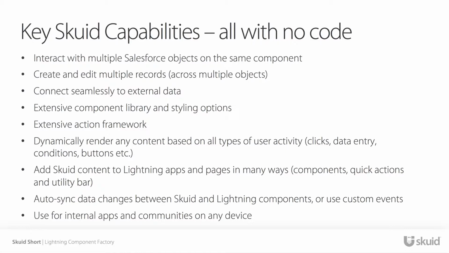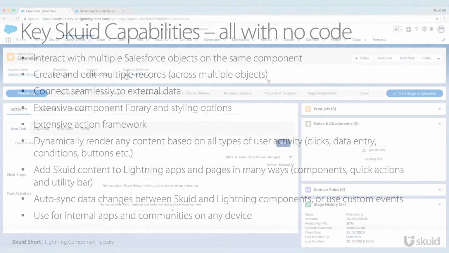You can dynamically render any content, components, or fields based on a number of different activities. You can then add the Skuid pages you build into your Lightning apps and pages in multiple different ways, auto-syncing the data changes between the Skuid and Lightning components. You can use the components you build in Skuid in both your internal and external Lightning applications for your consumers, accessible across any device. Let's move on to a demo where we'll build a custom Lightning component in Skuid and add it to a Lightning page.